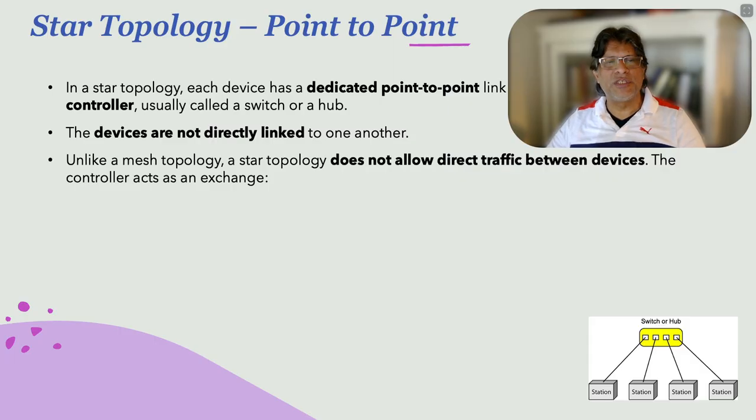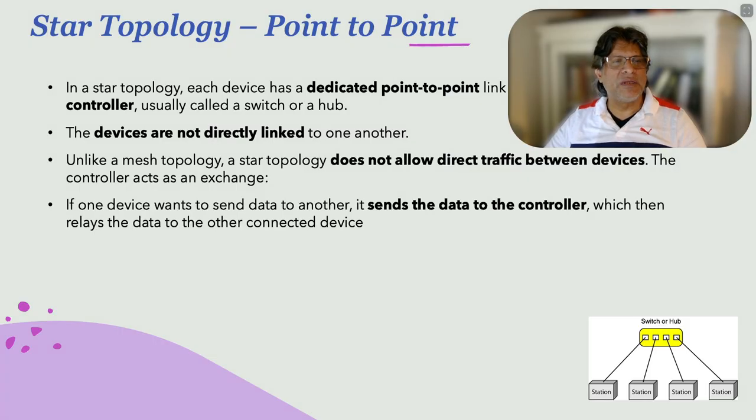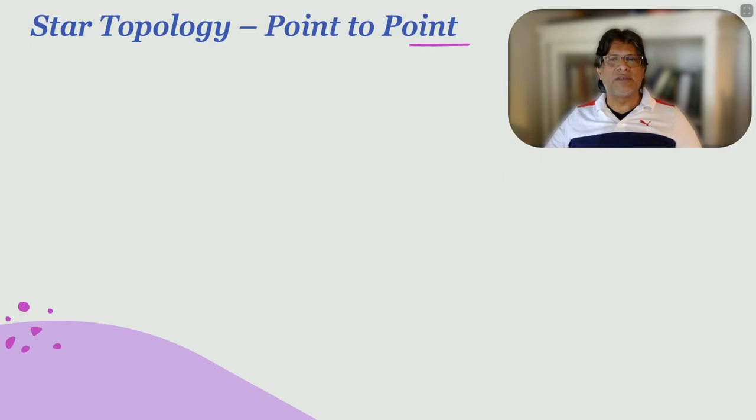Unlike a mesh topology, star topology does not allow direct traffic between devices. In fact, it is the controller, which in this case is the hub or the switch, that acts as an exchange mechanism to transfer information from one device to another. It has to go through the hub or the switch. If one device wants to send data to another, it sends the data to the controller, which once again, as we mentioned, is the hub or the switch, which then relays the data to the other connected devices.